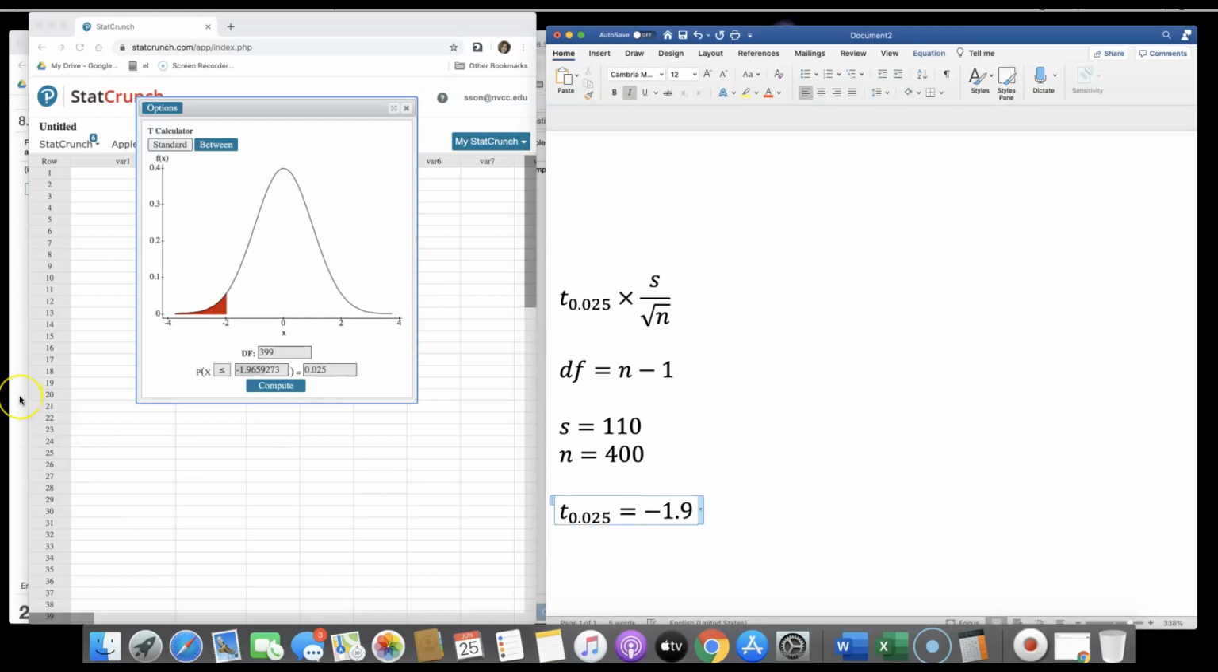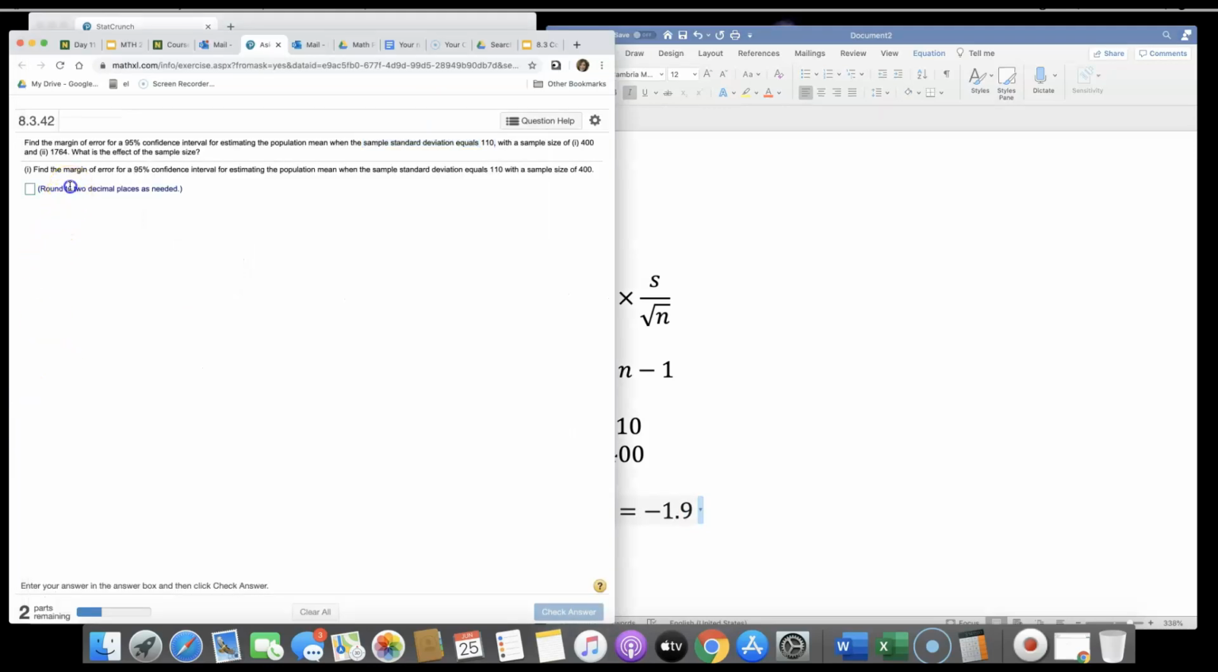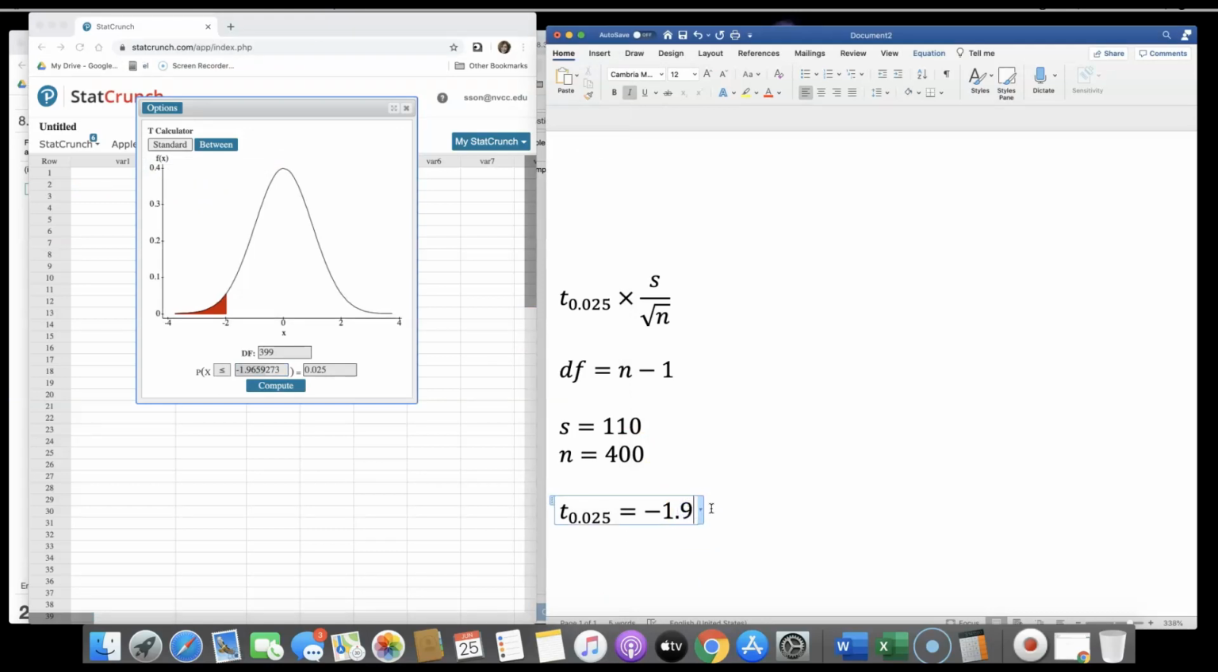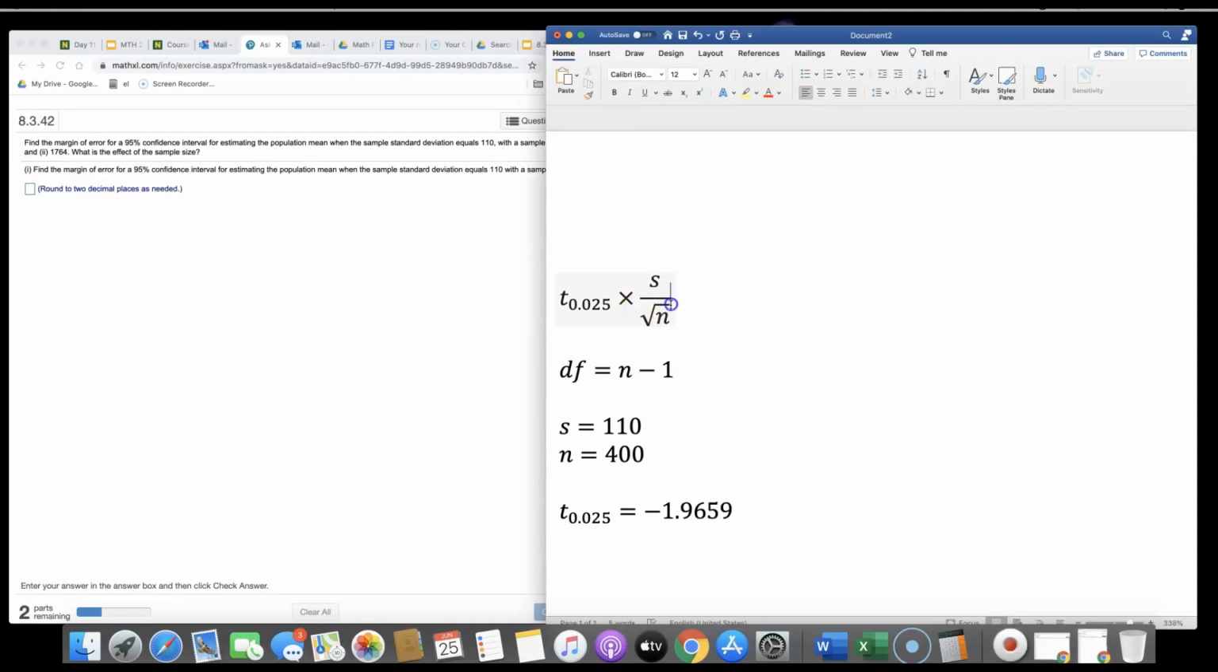Now, let me be very careful there, because you know how particular they are with rounding. They want 2 decimal places, so let me just be very careful and write down 4 decimals: 1.9659. Now, we got everything we need. I'm going to go ahead and plug this into this formula, okay? If you're worried about the negative, it doesn't matter, because the margin of error is what we add and what we subtract. So if you just want to use the positive of it, that is fine too.